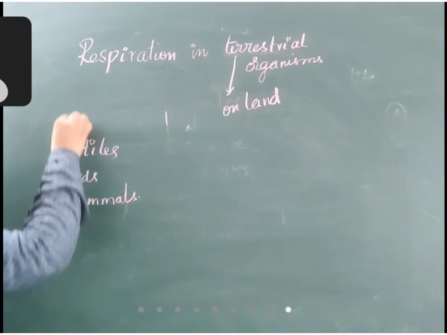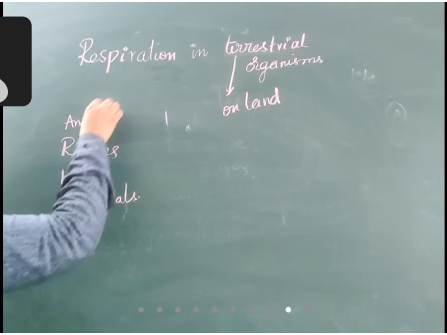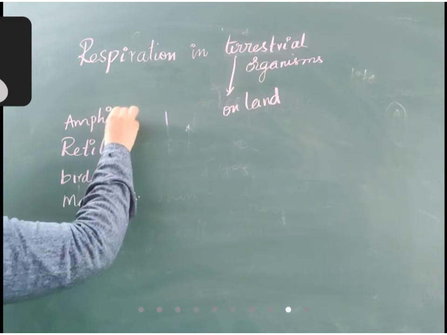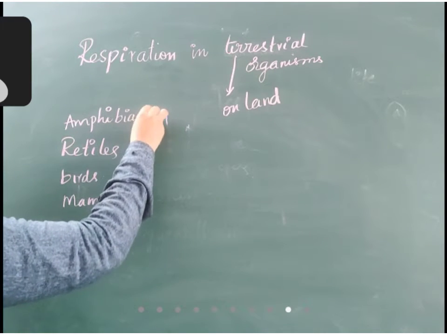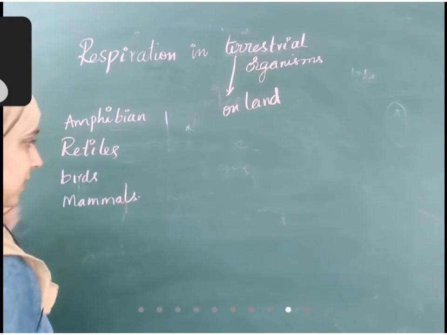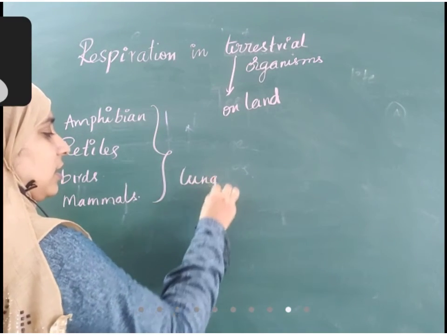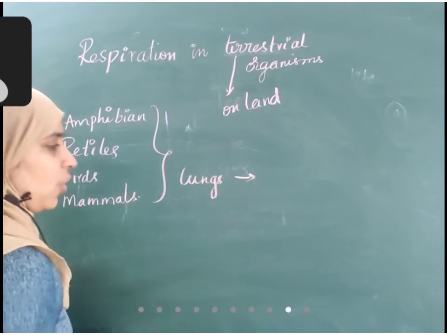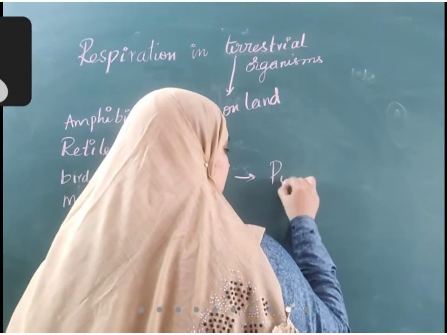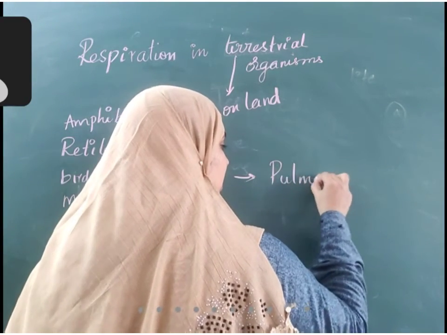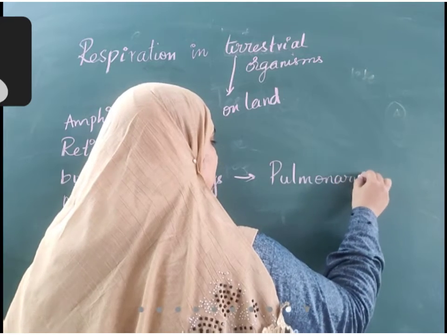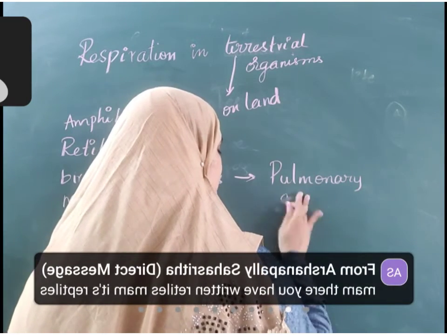Even amphibians, when on land, respire through lungs. All these organisms respire through lungs. This type of respiration is called pulmonary respiration.